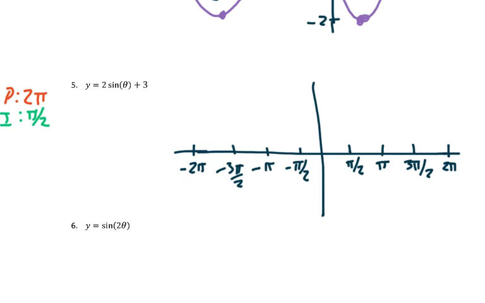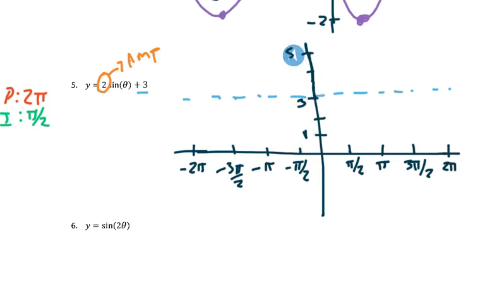All right, now here, my midline, or my vertical shift, is at 3. So this is going to be the middle of my graph that I make. My amplitude is 2, which means I'm going to go up 2 and down 2 from my midline. So I'm going to go down to 1 and up to 5. So all of the points that I'm going to make on my y are either going to be at 1, at 3, or at 5.